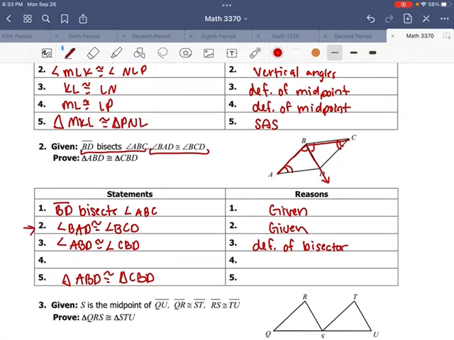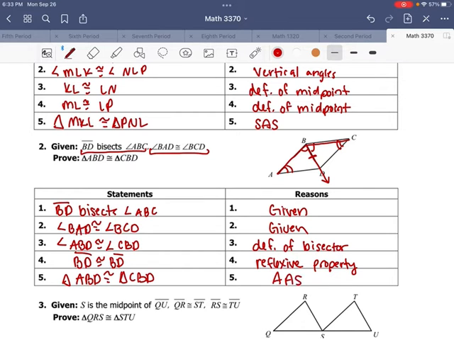Now, is there anything else I can mark? They do share side BD, so I can mark BD congruent. And so the way we would write that is we would just say BD is congruent to BD. BD is congruent to itself. And that is the reflexive property that I was talking about earlier. Now we can see that the triangles are congruent by angle, angle, side.